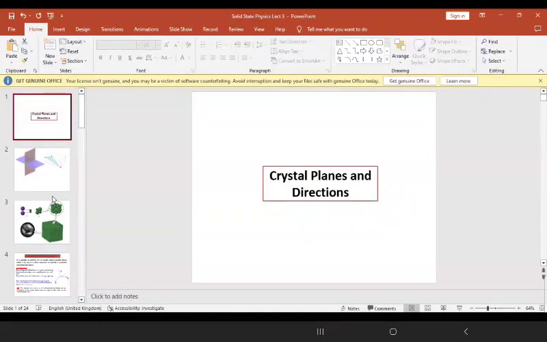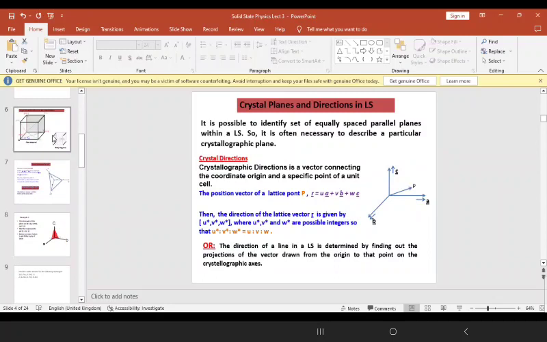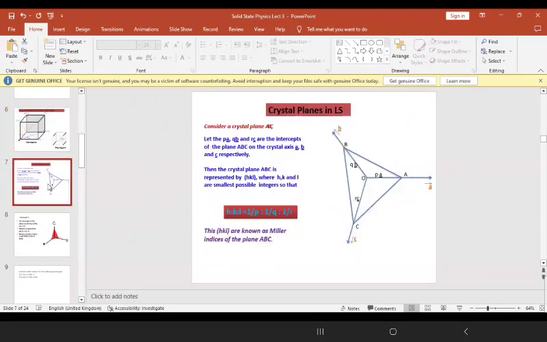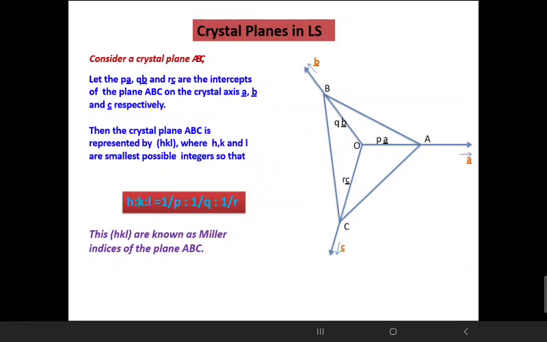In the previous class I explained about crystal directions, and we discussed more questions related to drawing crystal directions. So today I'm going to cover crystal planes. Crystal planes is also another important chapter in solid state physics, so you have to study well about this.